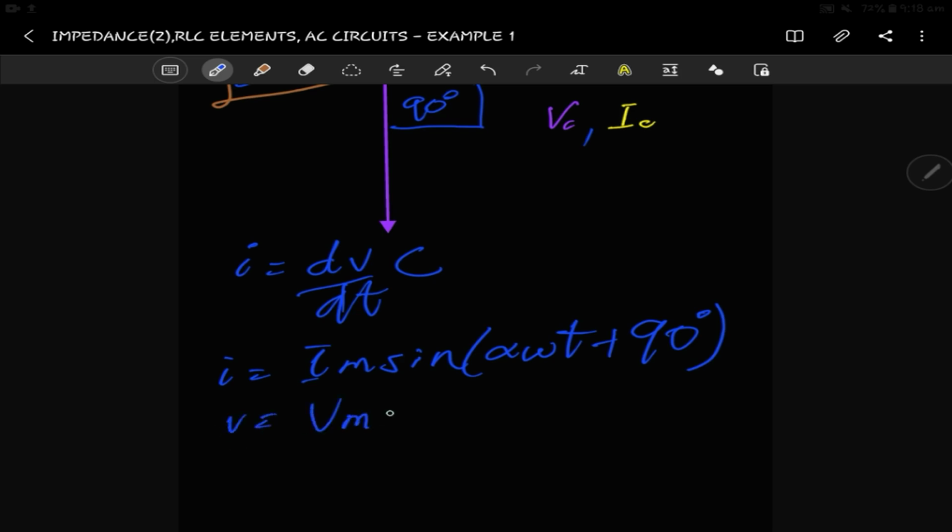We have a V M, right? We have sine, this, and then that's all. The only difference is that the current leads the voltage. Then again, this is for a purely capacitive circuit.